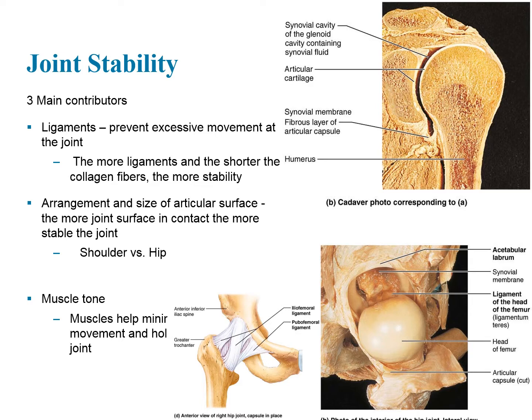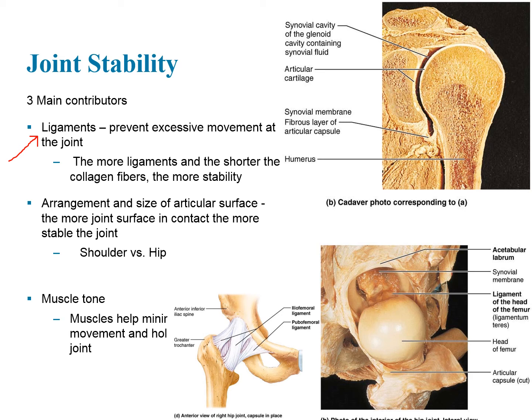Joint stability happens due to 3 main contributors. The first contributor is ligaments. Ligaments, remember, are these bands of fibrous connective tissue. And what they do at a joint is they help hold the bones together and prevent excessive movement at the joint. The more ligaments that a joint has, or the shorter the collagen fibers in that ligament, the more stable the joint will be and the less movement there will be. One thing you should keep in mind when you think about stability of joints is less movement means more stability.